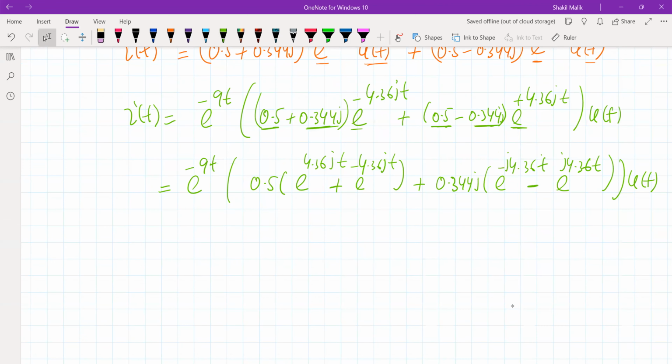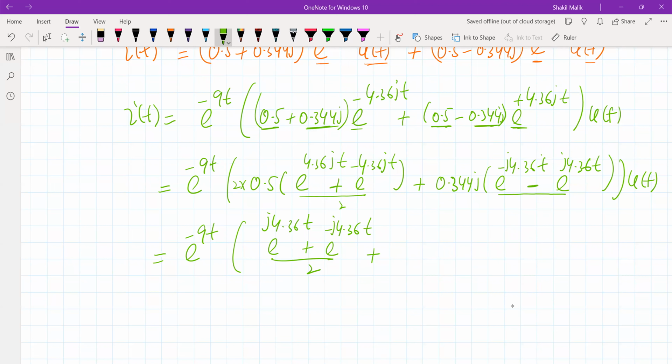So now we'll arrange the terms. If I multiply the numerator and denominator by 2, what will be left? 0.5 multiplied by 2 is 1. So it will be simply e to the power of plus 4.36j t plus e to the power of minus 4.36j t, divided by 2, plus, if I multiply and divide by 2j, what will happen here? 0.344 multiplied by 2 is 0.688. Okay, j and j is minus j, so that minus j is minus 1.